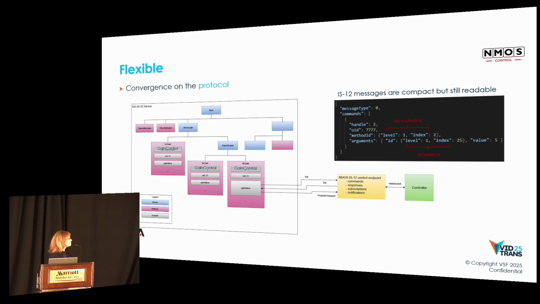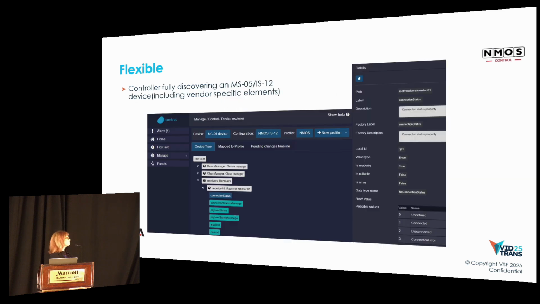IS-12 is an operational control and monitoring protocol with fast response times. It's reactive. It provides immediate notifications. And as you'll see in the top right corner, the messages are fairly compact, but they are still readable. Next slide, please.